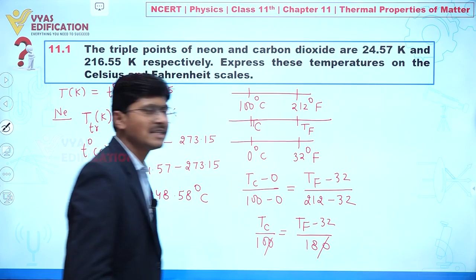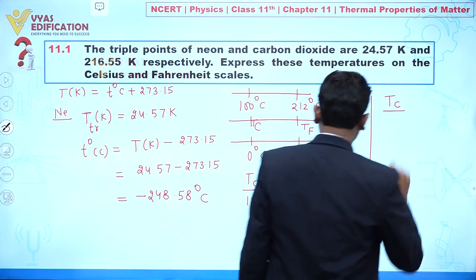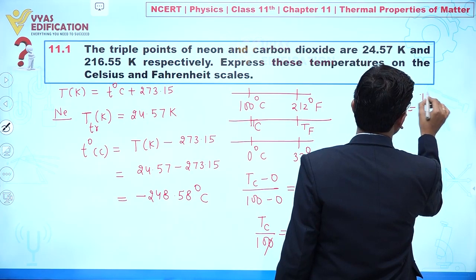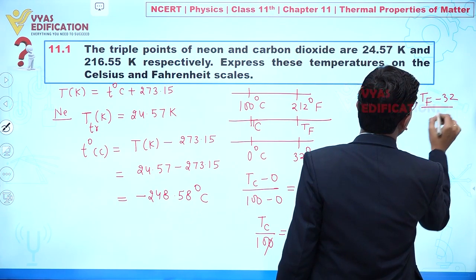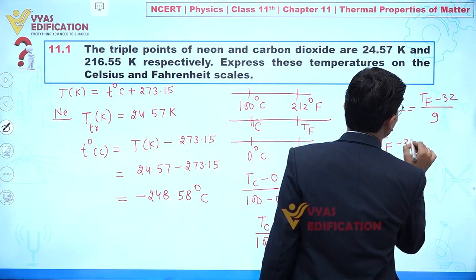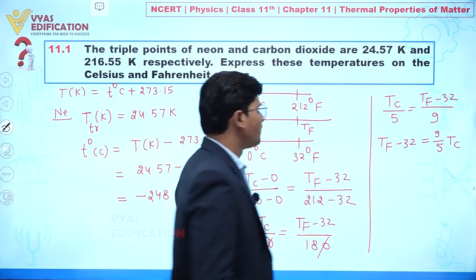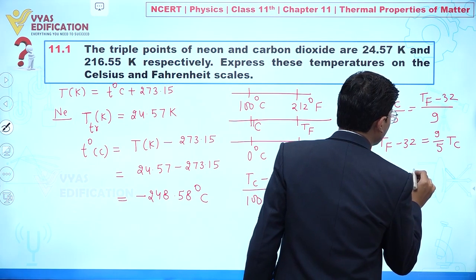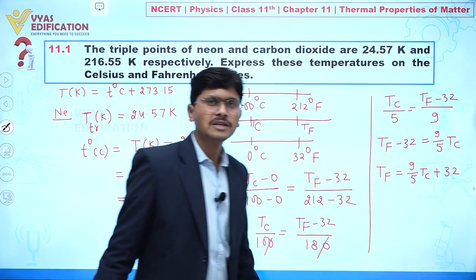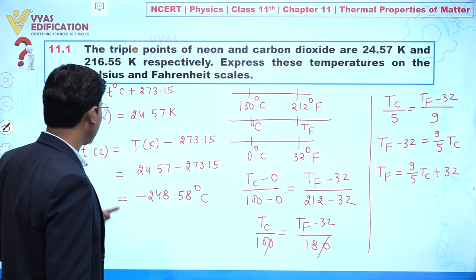Clear? From here we can cancel out the common factor. So TC divided by, listen carefully, if we cancel with 20, this is equal to 5, and TF minus 32 divided by 9. So from here we can say TF minus 32 is given by 9 by 5 times TC. So the value of temperature in Fahrenheit is given by 9 by 5 times TC plus 32. Clear? So this is the relation. Now we can place the value of TC here and find the value in Fahrenheit.